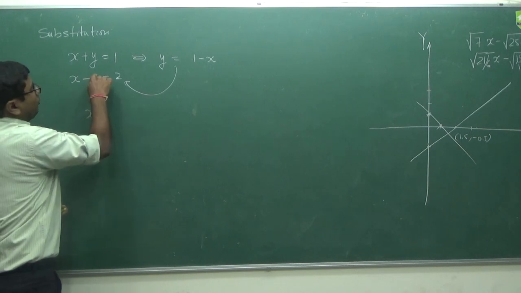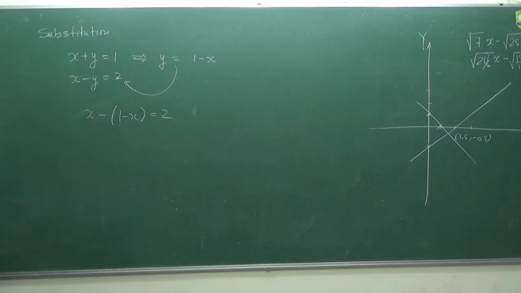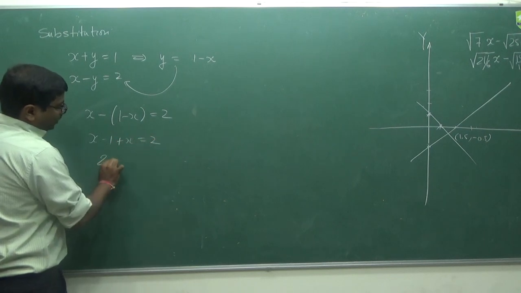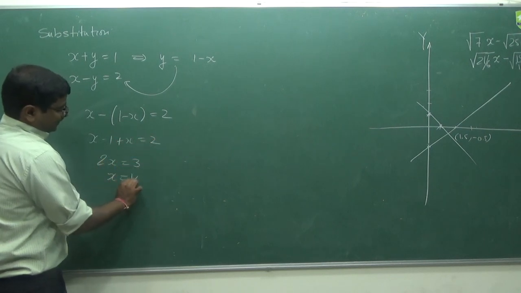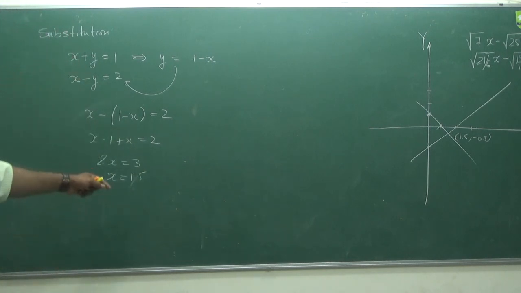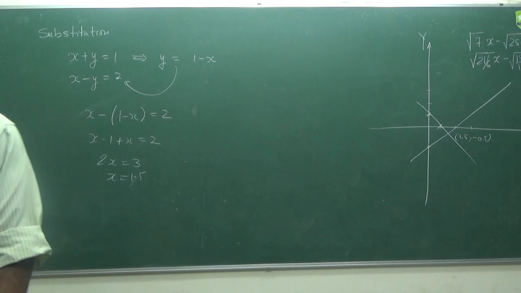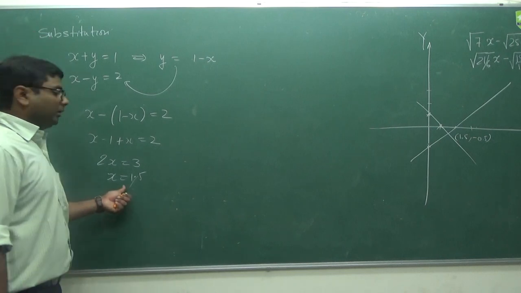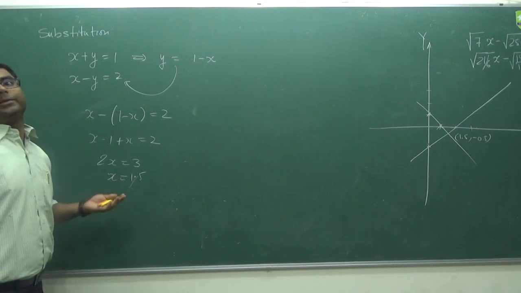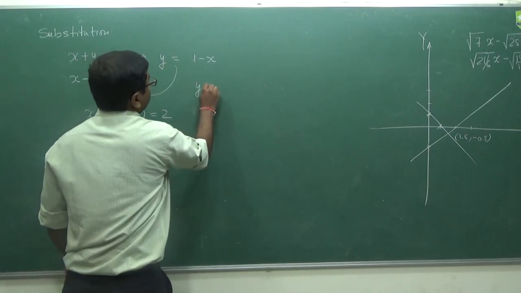So this y is 1 minus x. So x minus 1 plus x equals 2. So 2x equals 3. This is 0.5, so 1.5. Understood? Now, the moment I get x equals 1.5, what do I do? Put it in any one of these equations and find the other variable. So 1 minus 1.5, so y is negative 1.5.